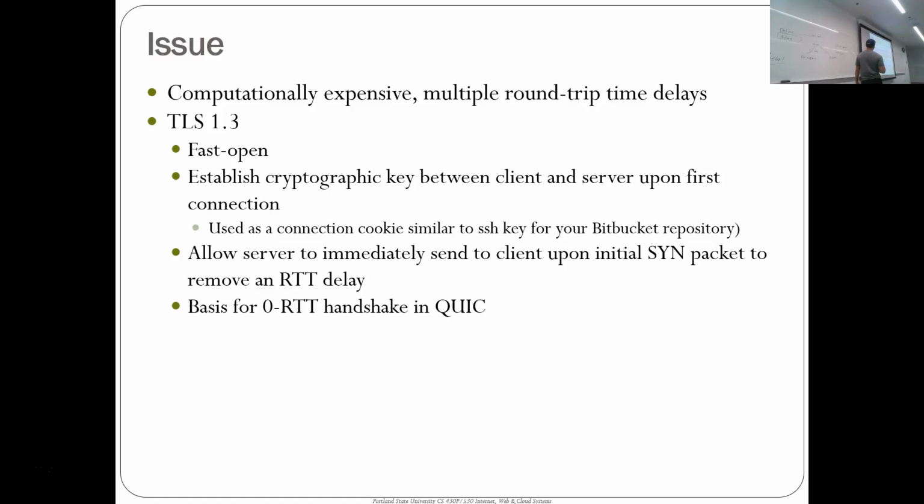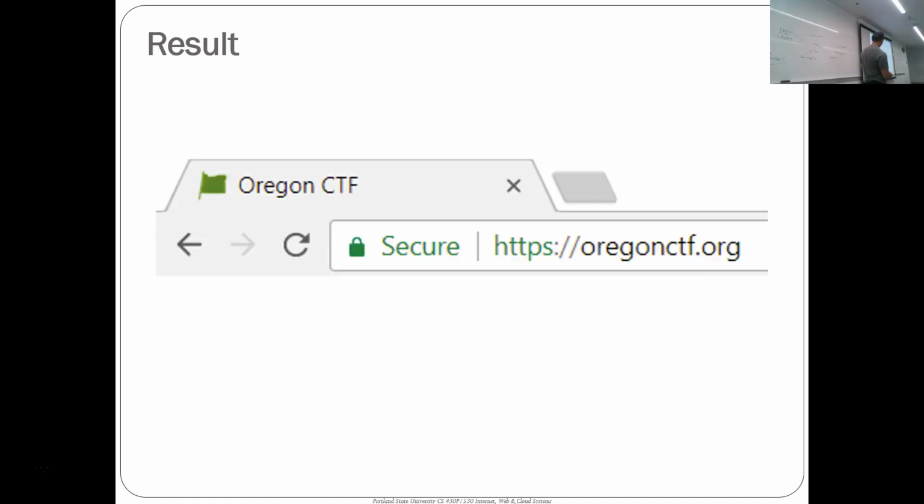So this, being able to send to the server without having to do this negotiation every time, is the basis of TLS 1.3, and this is going to be the basis for a 0 round trip time handshake in QUIC, which is going to follow. Okay. So the result of all of this is that eventually you can get a certificate that allows you to hit your website and then get this secure lock next to it.